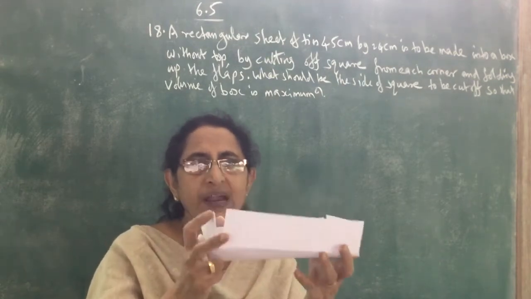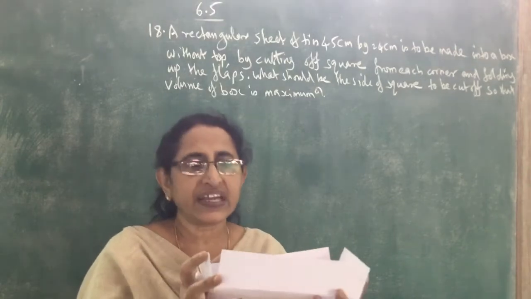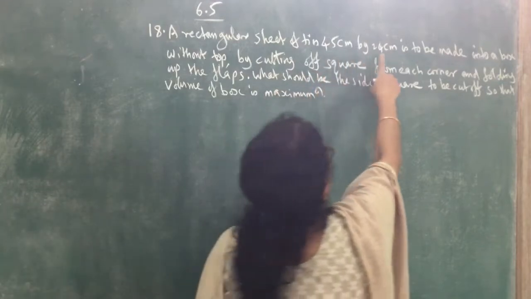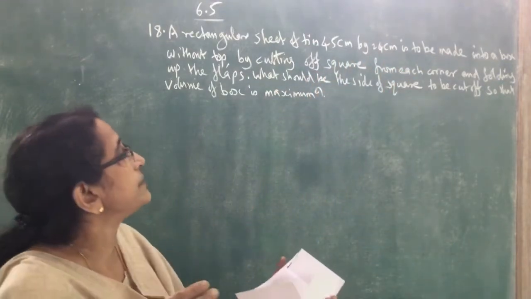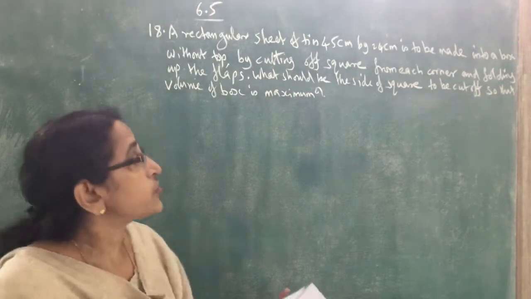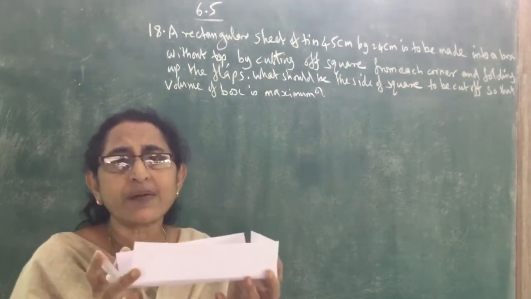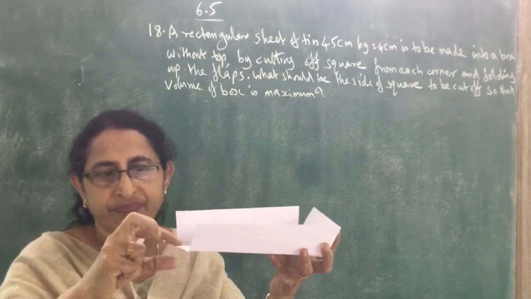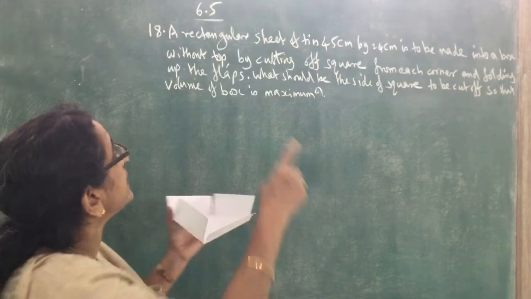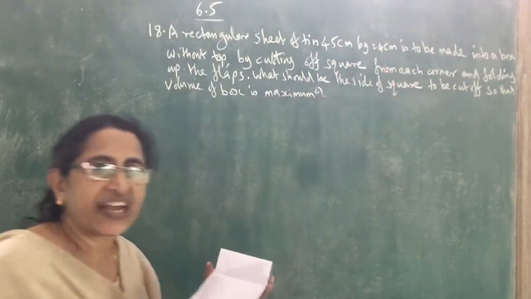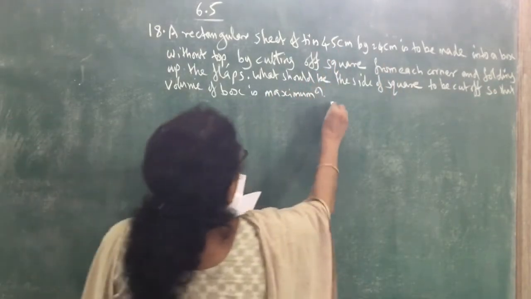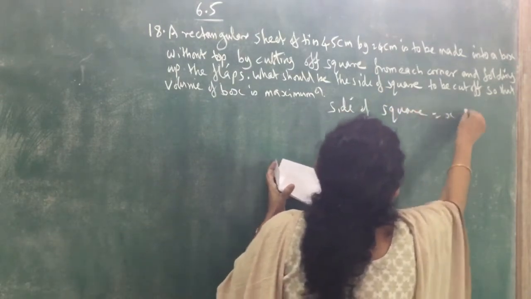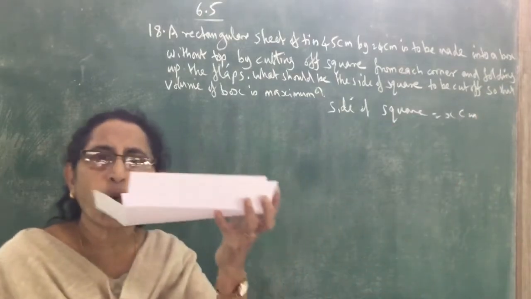So here the volume of the box should be maximum. Given that the sides of the rectangle are 45 centimeter and 24 centimeter: length 45 centimeter, breadth 24 centimeter. So what is the volume of the box? For that, let the side of the square to be cut off be x centimeter.